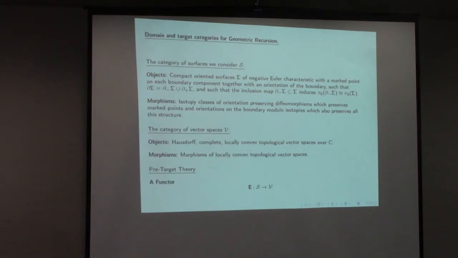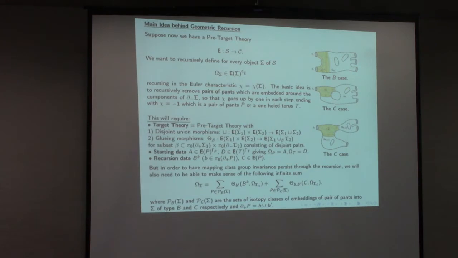Right, and so we start with a pre-target theory E, and then the recursion is, of course, I just remind you how it goes. We do recursion on the Euler characteristic. The basic idea is to remove a pair of pants, and they are embedded in such a way that they are around the minus boundary on each connected component. When you remove it, the Euler characteristic goes up by 1, and since we're only looking at negative Euler characteristic surfaces, we must end with those of characteristic minus 1 this way, and they are pair of pants and one-holed tori. And so, of course, in order to run the recursion, we need a target theory.